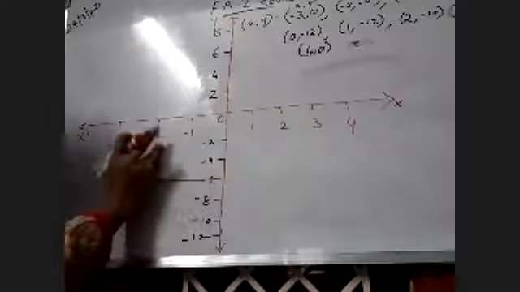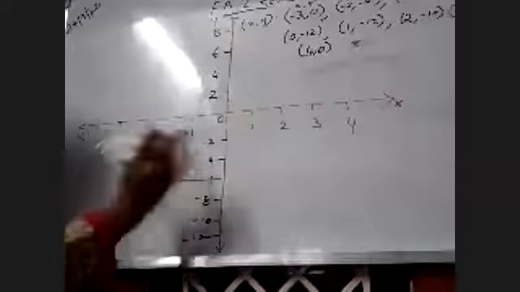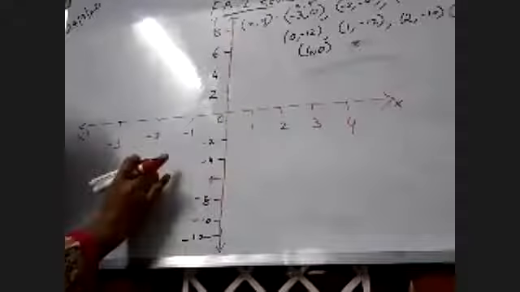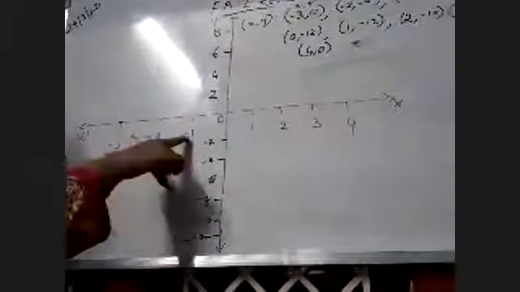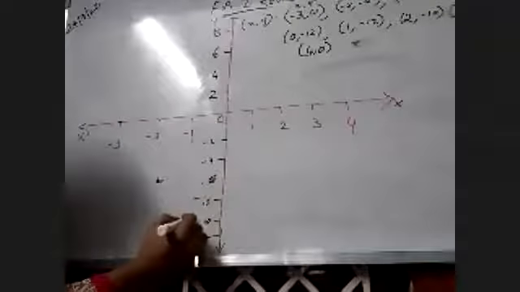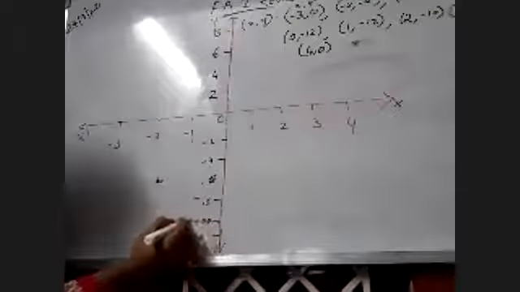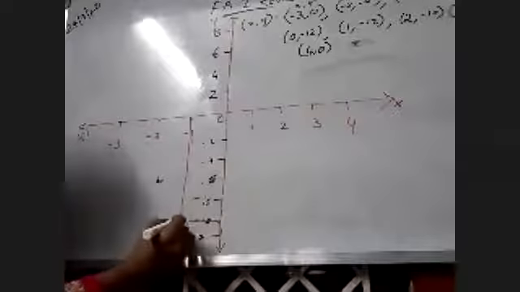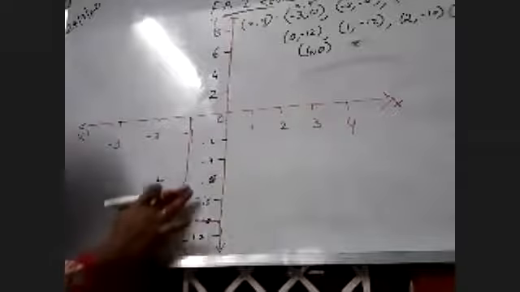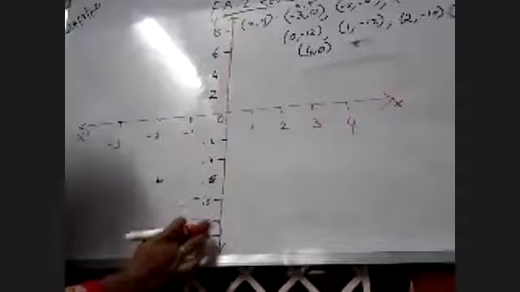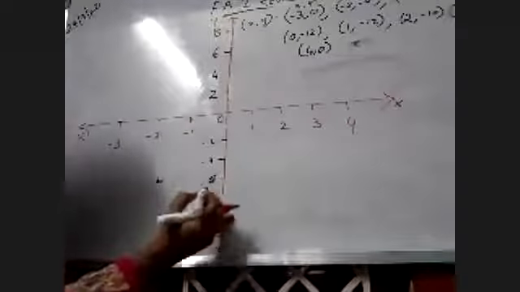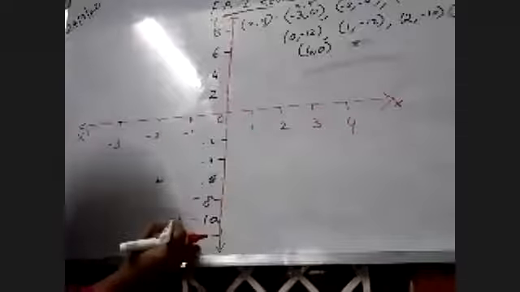Next again, -1, -10. Here -1 is there. Again -10 here is there. So these two lines I am joining, and here the point will come.